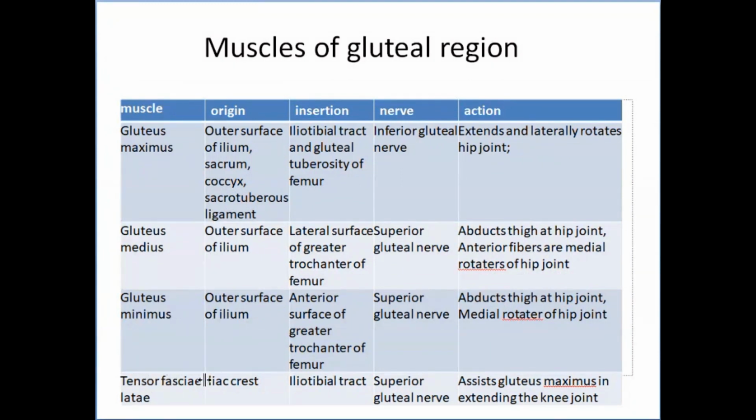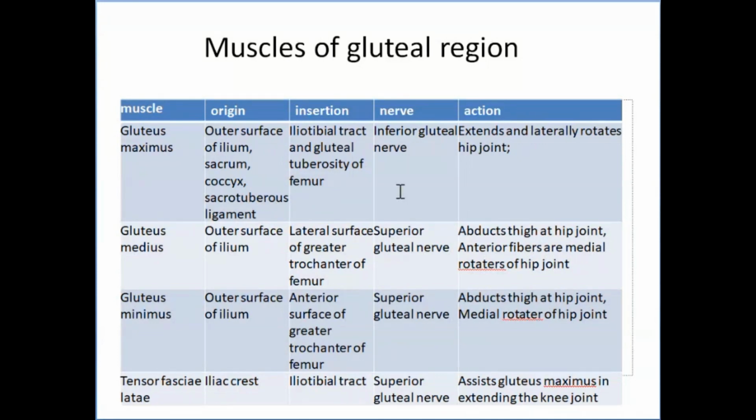It is a small muscle which will make the fascia lata tense, which will help in extension of the knee joint, which will help in standing. Its origin is from the iliac crest and its insertion is over the iliotibial tract.